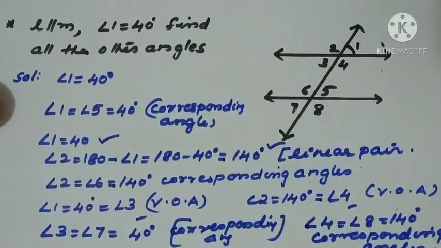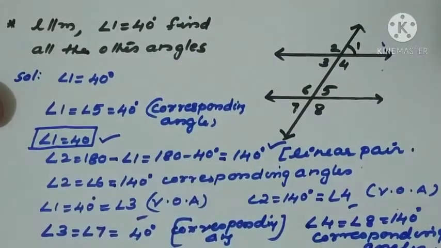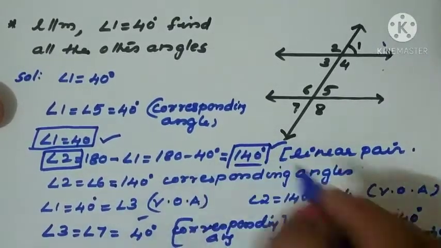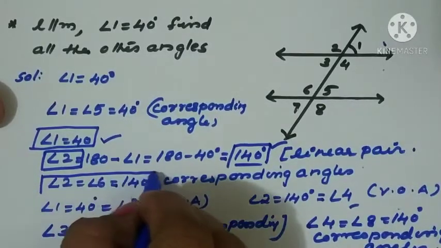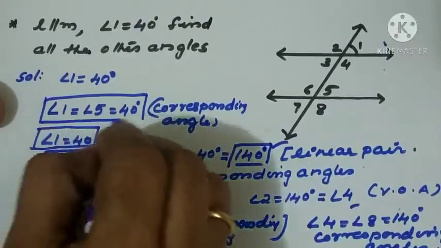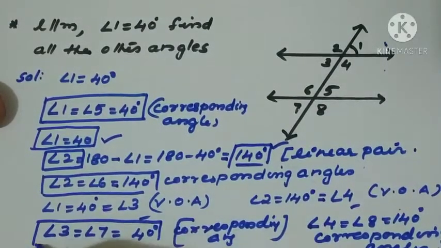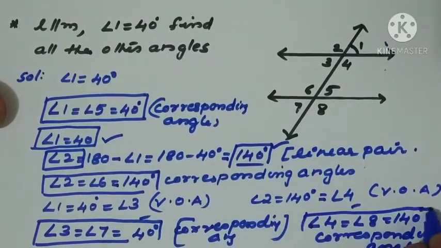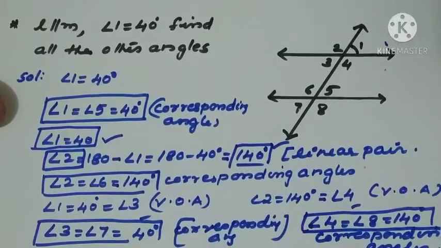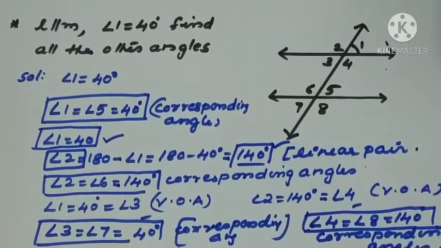So respective reasons we got, so we should highlight the things. Angle 1 equal to 40 degree, angle 2 equal to 140 degree, 2 and 6 we got here, 1 and 5 we got here. Now which is left? 3 and 7, 4 and 8. So all the things we have marked here. So what are the properties you have used that we must be written.